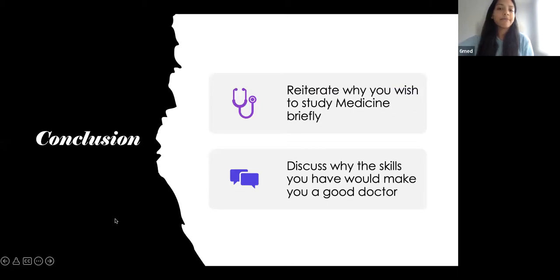And then finally, your conclusion, like I said, you're going back in a full circle to again talk about why you want to study medicine. So you would reiterate why you wish to study medicine, but don't go into too much depth because you've already done that in your previous paragraphs. You're just writing 1 to 2 summarizing statements again, similar to your introduction. And then you're discussing why the skills you have would make you a good doctor, just to re-emphasize to them why you think you'd be a good doctor and why you deserve a place at medical school.